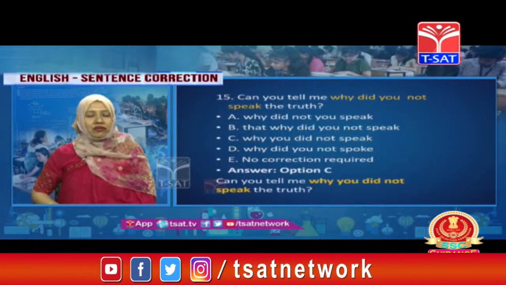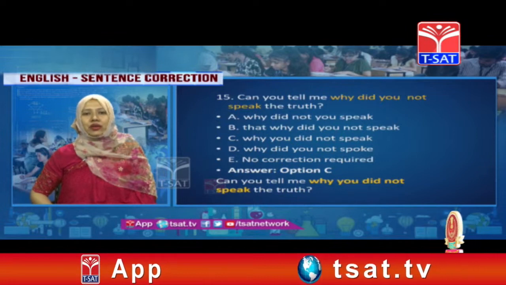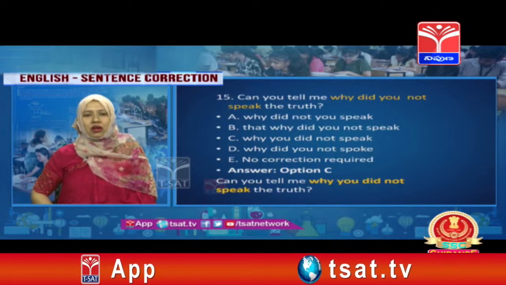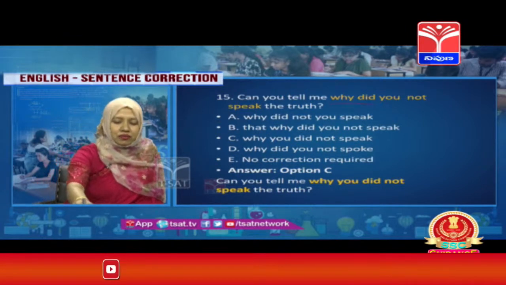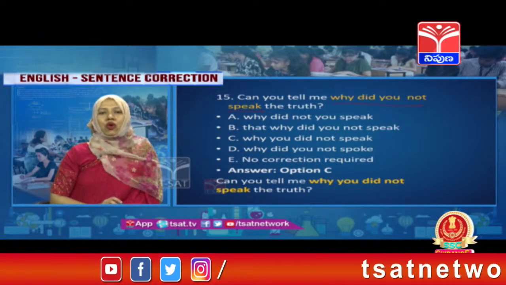Let us look at one more example. Can you tell me why did you not speak the truth? In this, there is a mistake in the highlighted part. Why did you not speak?